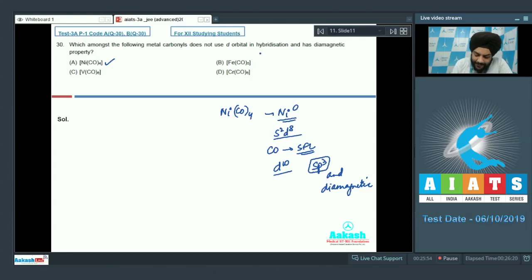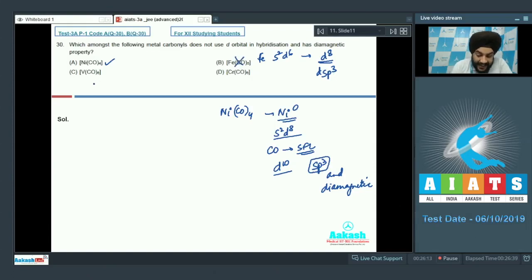If we talk about the B option now, FeCO5, metal is present in a state of 0 in this case as well. So Fe is 4s2 3d6. Carbonyl will cause pairing, so it is going to have d8 configuration and it is going to have dsp3 hybridization. So it is diamagnetic, but it involves d orbital, so this cannot be an answer.